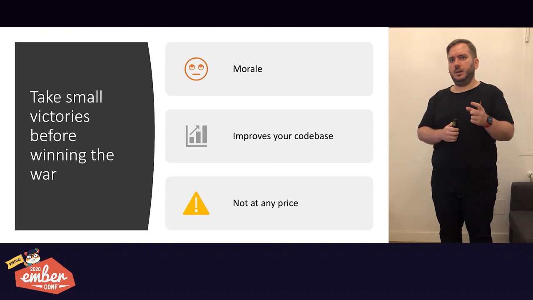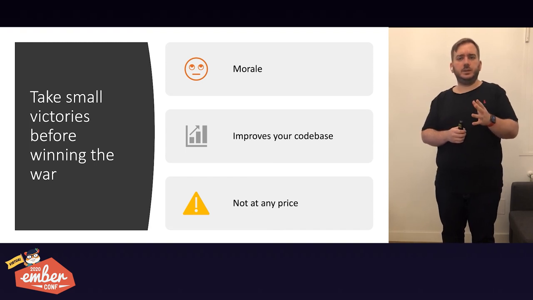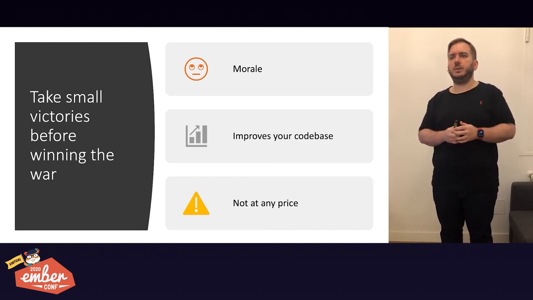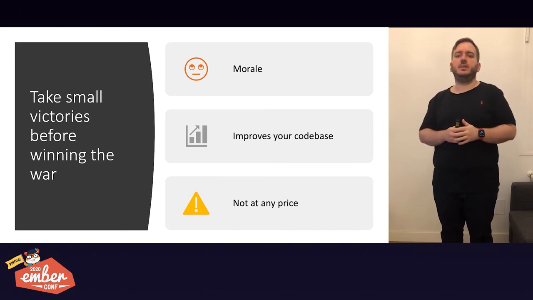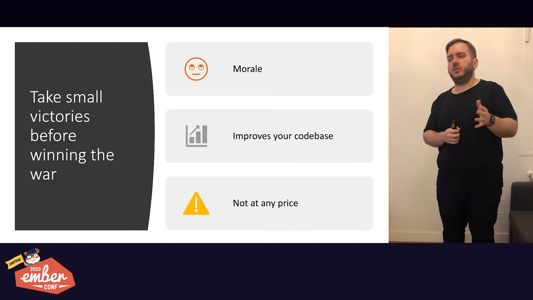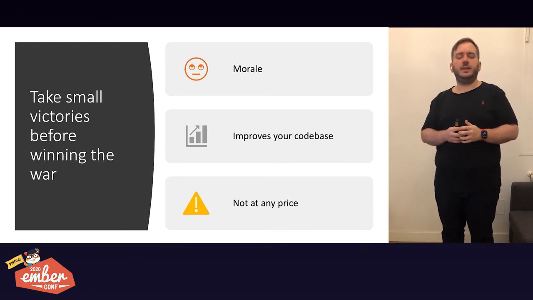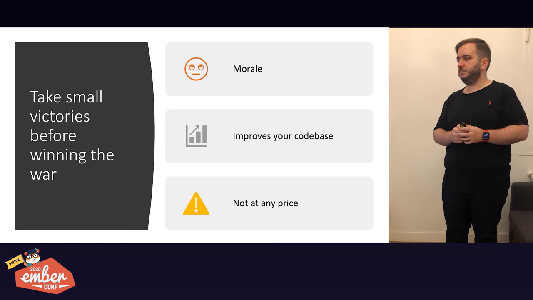For example, one of the small victories we took is that we were using presenters in our templates. And we stopped caching those presenters in FastBoot land. There were 4 or 5 lines of code for that, and they were easy to remove in case we wanted to. And that reduced the memory consumption by 30%. And that's nice.